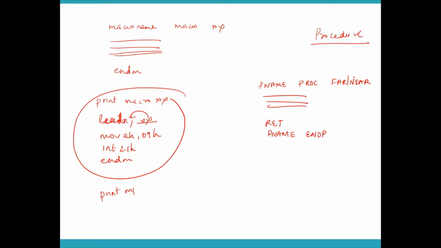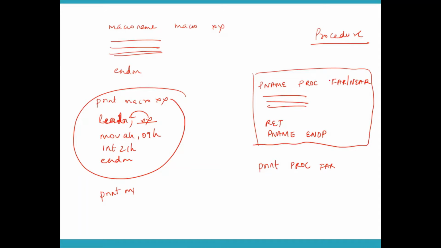Okay, this is how I write a procedure. Now, what is the meaning of this? This is the procedure name. If I want to write a procedure for printing, I'll be writing print, proc. I'll write either far or near. Now, what is this far or near?